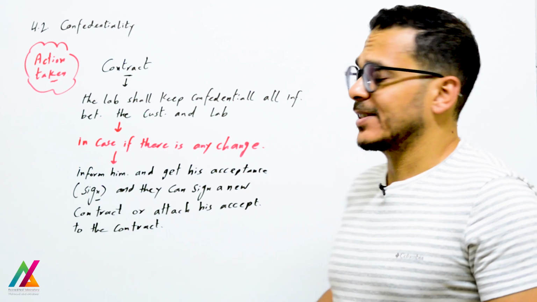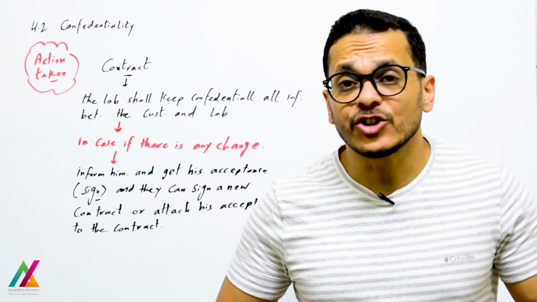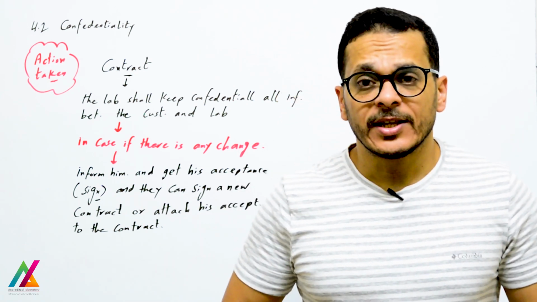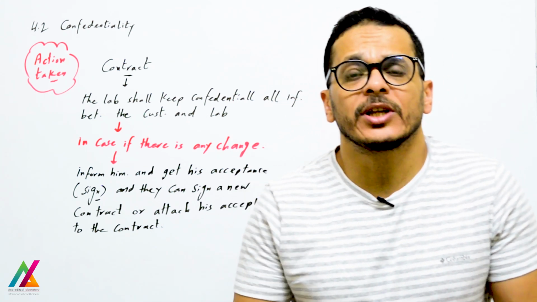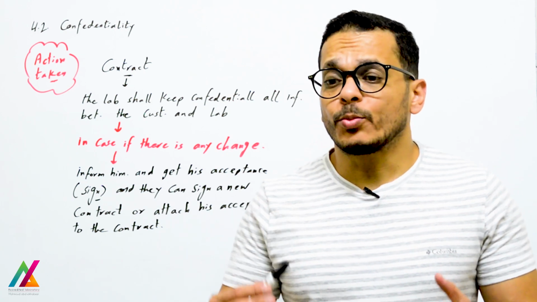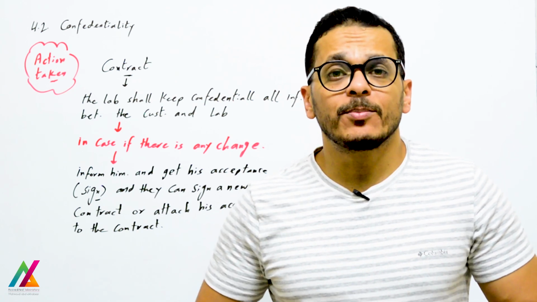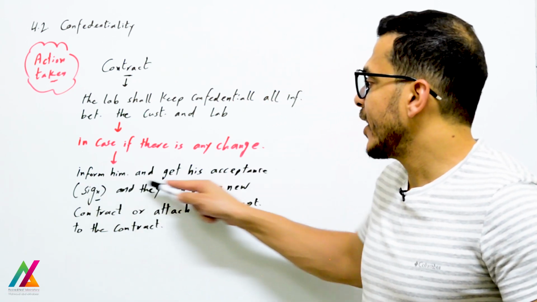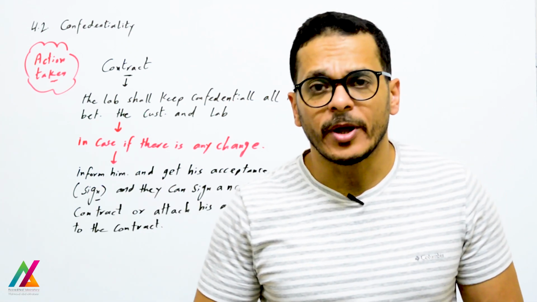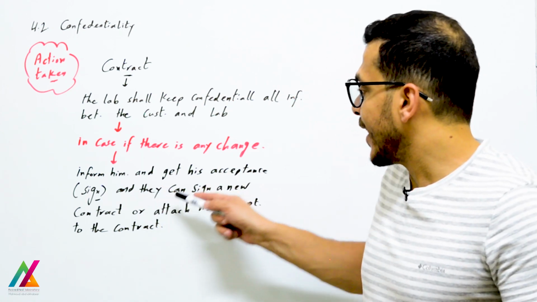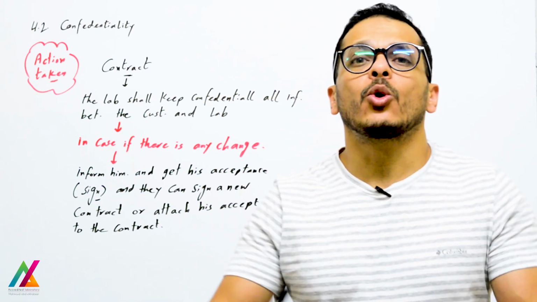But in case there is any change in the contract, if they intend to release any of this information to make it publicly available, such as validation data related to his lab activity or accreditation certificate including his lab activity, to provide higher confidence to other customers or to give a strong point about the lab to other customers, in this case they shall inform the customer and get his acceptance. They can take a signature from him, and they can sign a new contract or attach a record including his acceptance to the old contract.